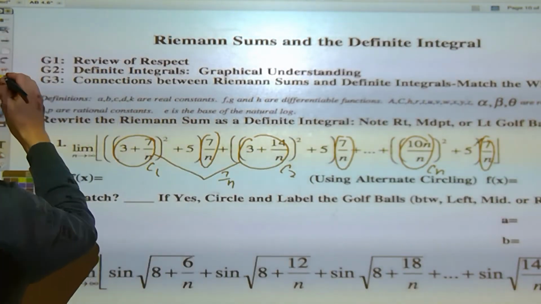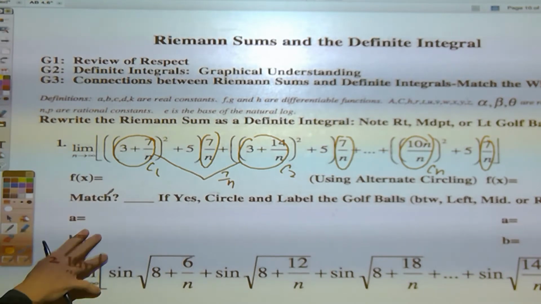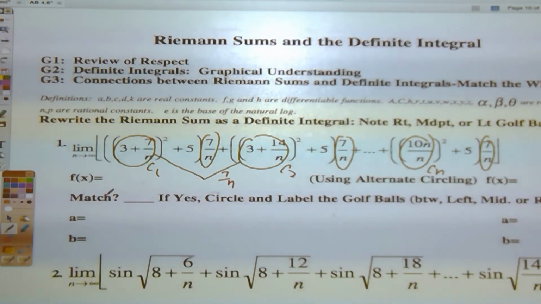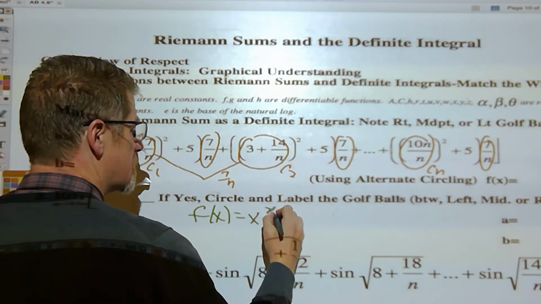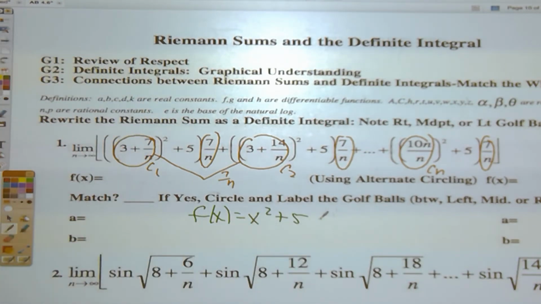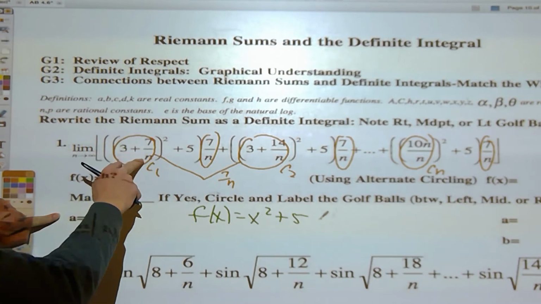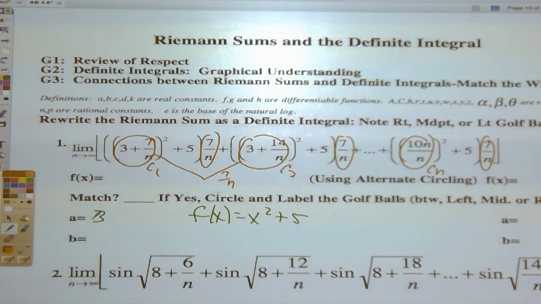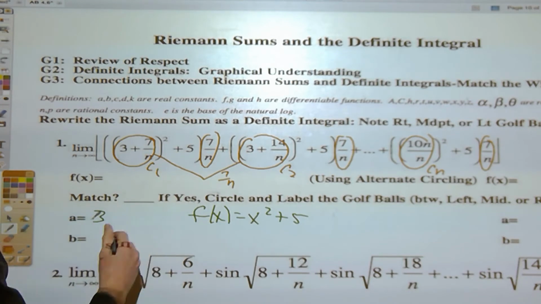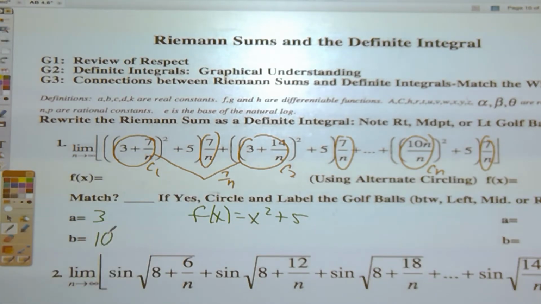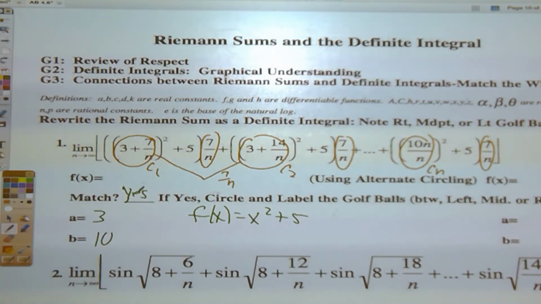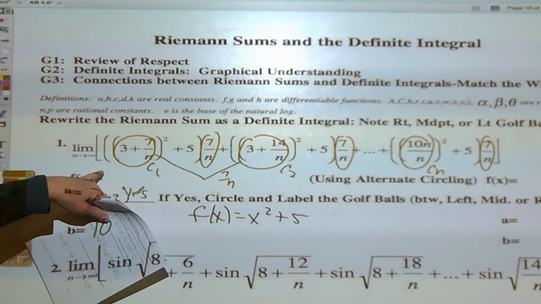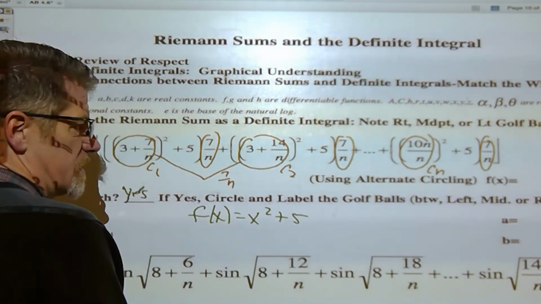So I believe that f of x, this is kind of cramped here, so I'm going to write the f of x over here. f of x equals input squared plus 5. The limit as n approaches infinity of C1 is 3, and the limit as n approaches infinity of C sub n is 10. And by the way, this does look like a right-hand Riemann sum.